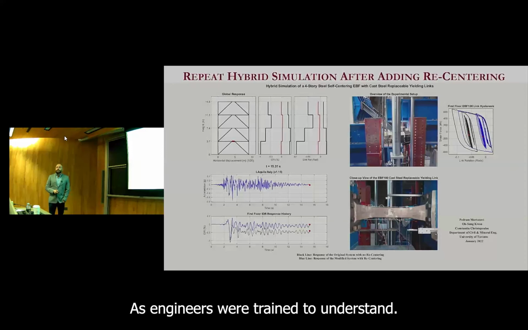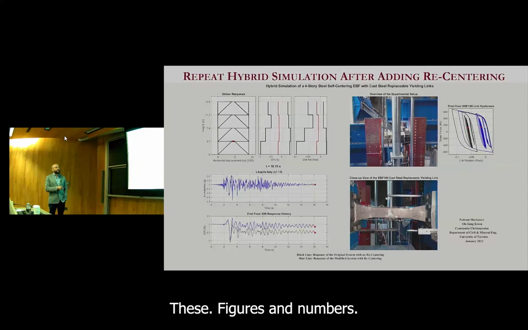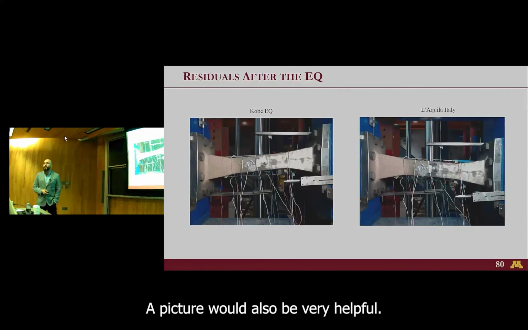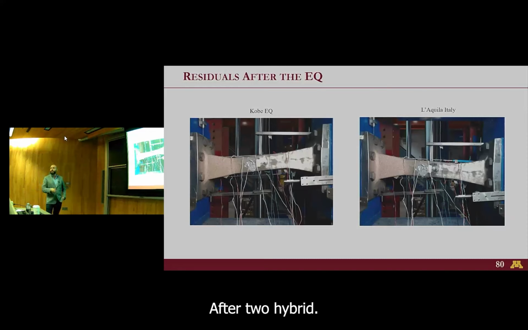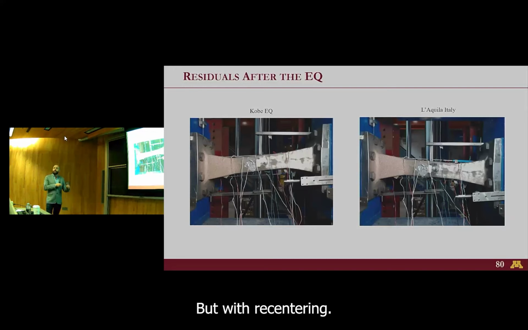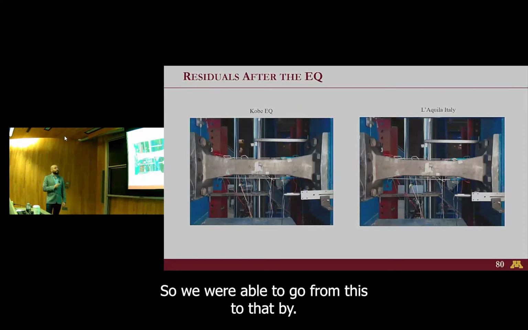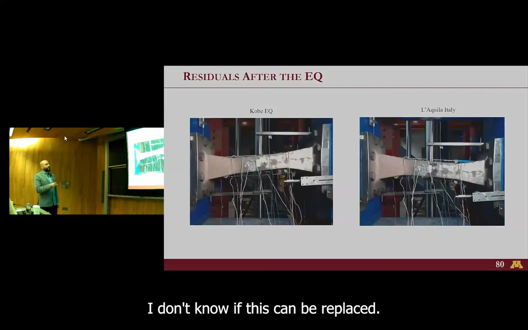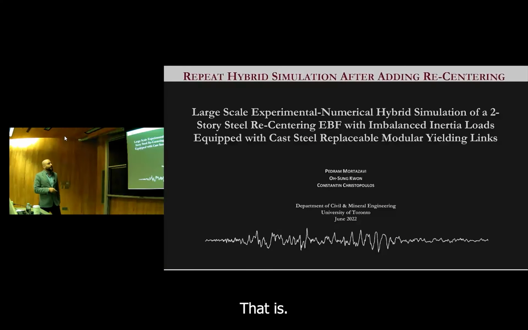So obviously, as engineers, we're trained to understand these figures and numbers, but I always find a picture would also be very helpful. So these are the deformed shapes of the link after two hybrid simulations, having gone through two earthquakes, separate ones, without any recentering. So I'm going to superimpose the same link, but with recentering. So we were able to go from this to that by just adding two HSS members. So this could easily be replaced. I don't know if this can be replaced that easily.